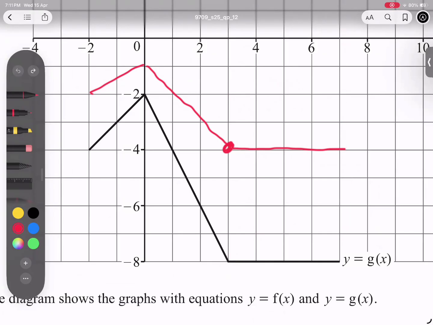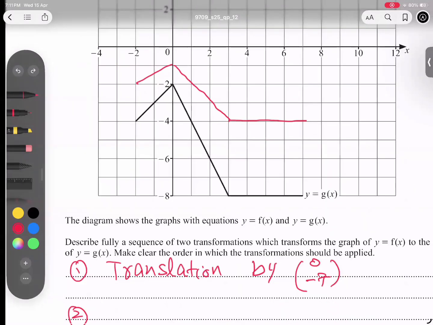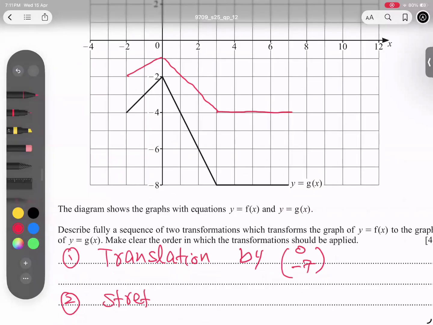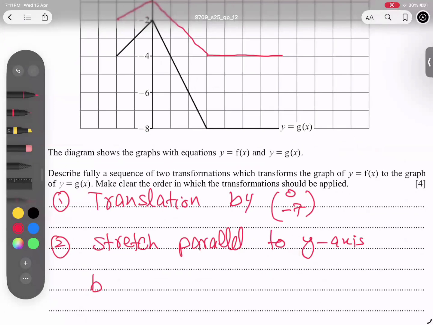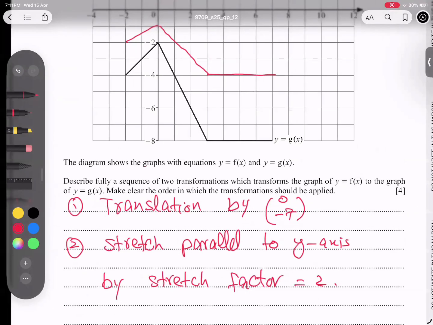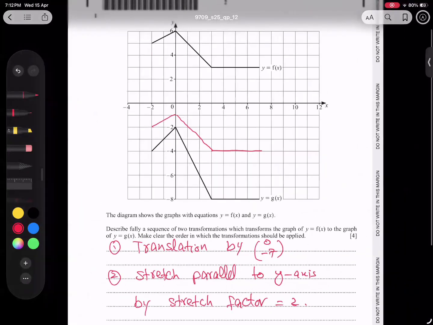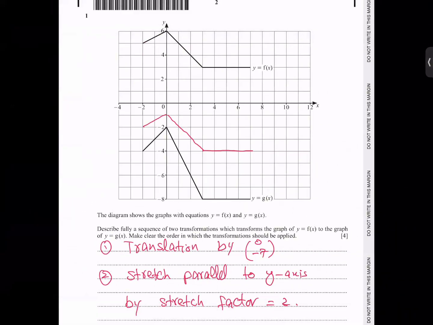So I can say very easily, number 2, it is a stretch parallel to the y-axis. Don't write SF, write the full words: stretch factor is equal to 2. So this is the whole story. I hope the concept of the first question is very, very clear.